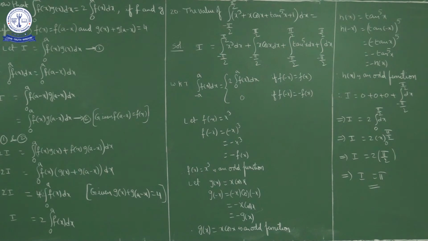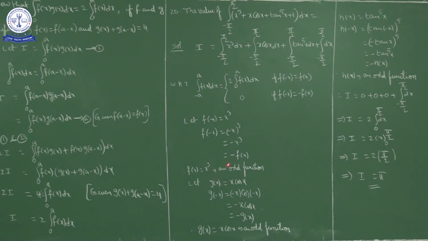Okay. So the integral from minus pi by 2 to plus pi by 2 of x cube, what is its value? 0. The integral from minus pi by 2 to plus pi by 2 of x cube dx is equal to 0.